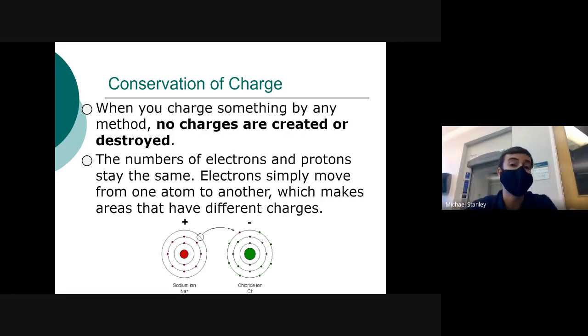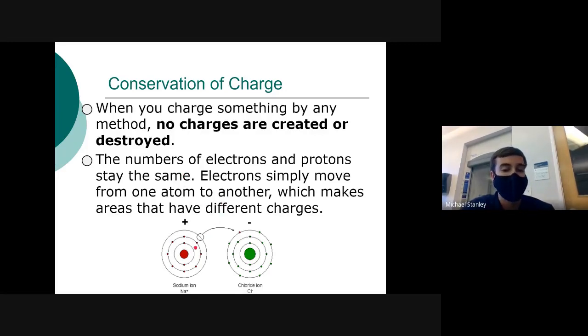We have the same overall number of charges, they're just rearranged differently. So that's what we mean when we say that no charges are created or destroyed. It means that we can't just get rid of some electrons, or make electrons out of nowhere, right? The electrons have to come from somewhere. They come from those other atoms.